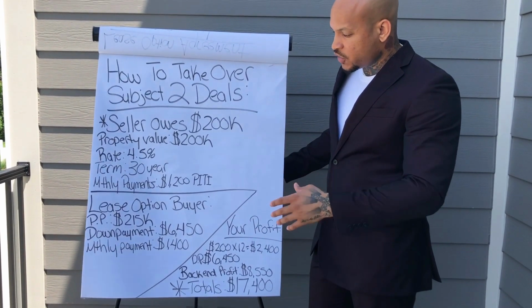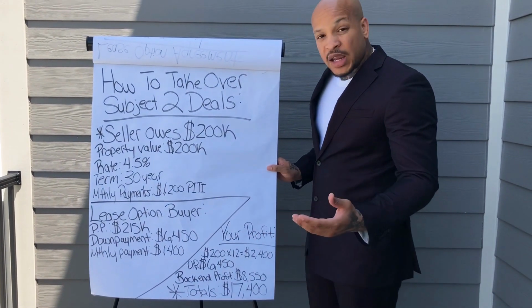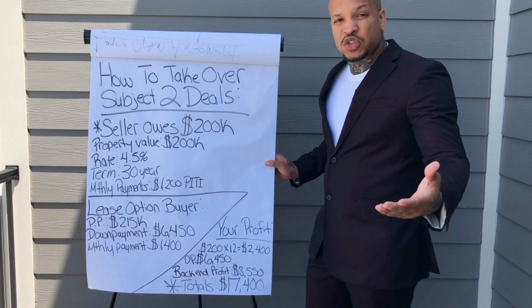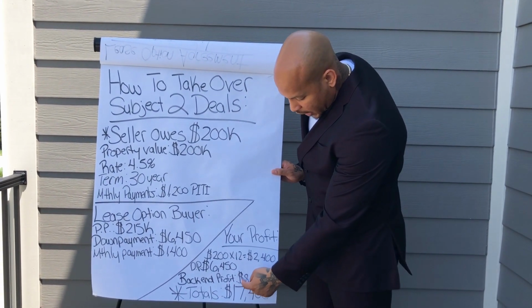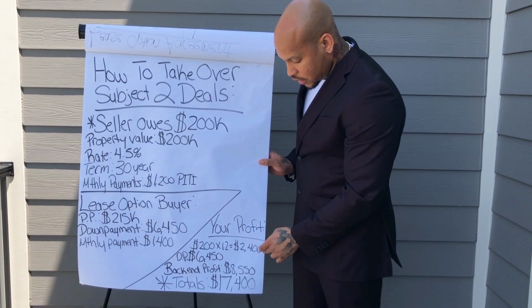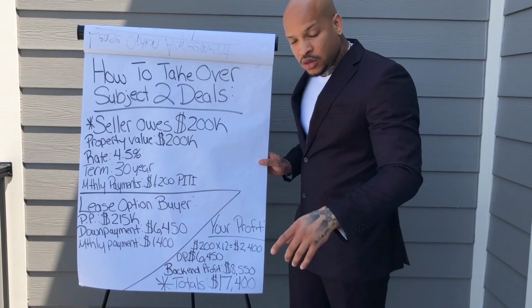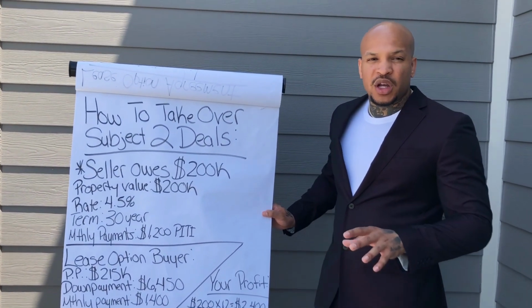And then your back-end profit: the purchase price of $215,000 minus what you owe, about $208,000 on the loan, leaves you with about $8,550. So if you add all those together, your profit on this one deal will be $17,400. That's how you make money off subject to deals.